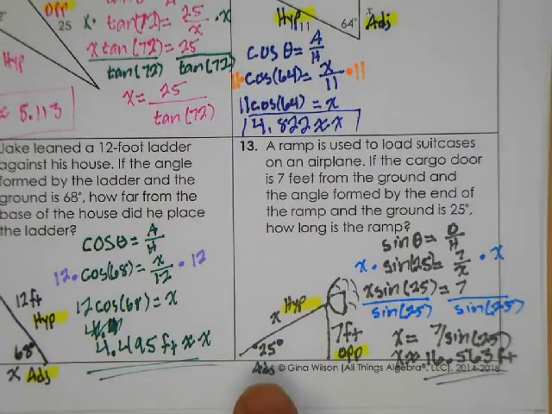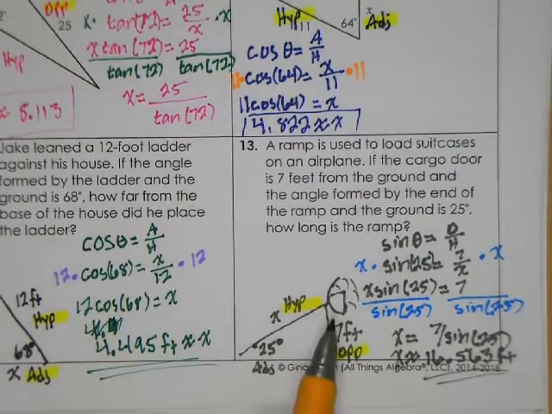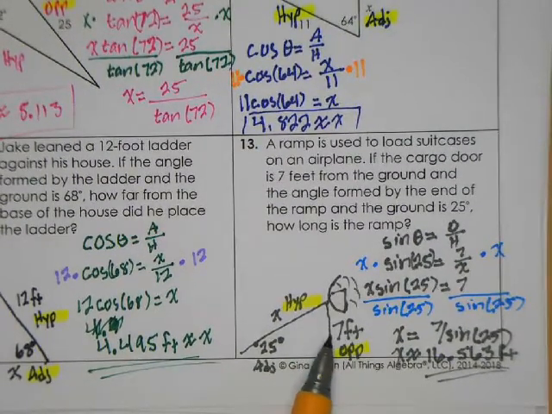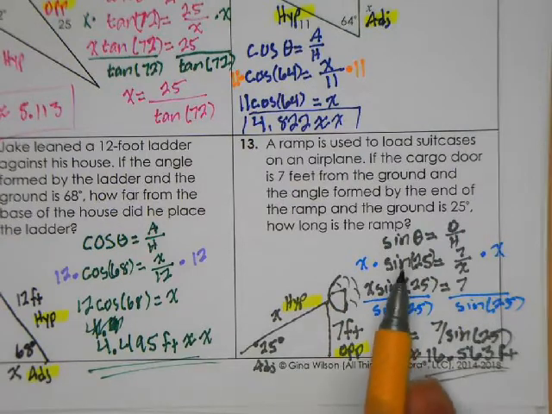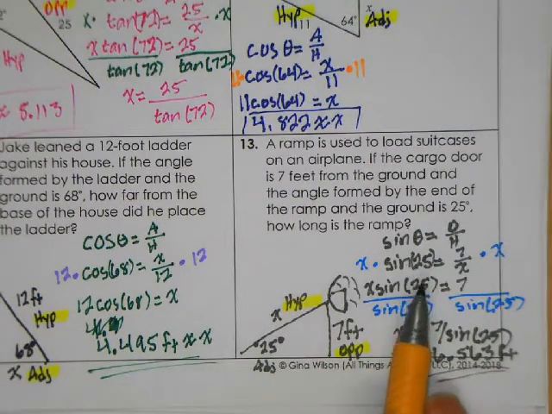We have a ramp that's loading suitcases onto an airplane, and the cargo door is 7 feet above the ground. So I'm trying to draw a little cargo airplane here. So here's the door that's 7 feet above the ground. And the angle formed with the ramp and the ground is 25 degrees. So in this case, we're going to say sine of the angle is equal to opposite side over hypotenuse. And doing the algebra works out to give me about 16.563 feet.